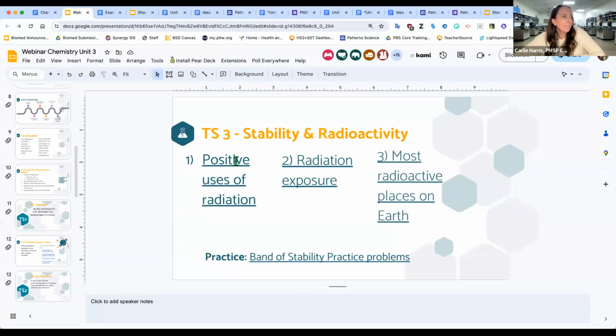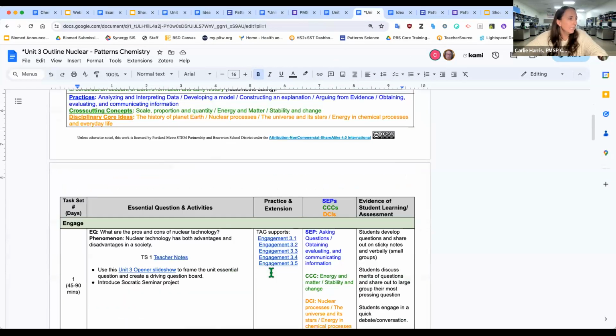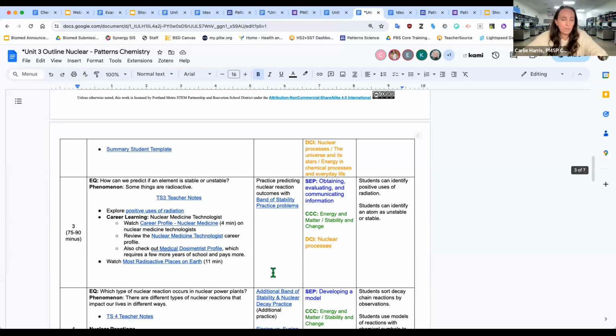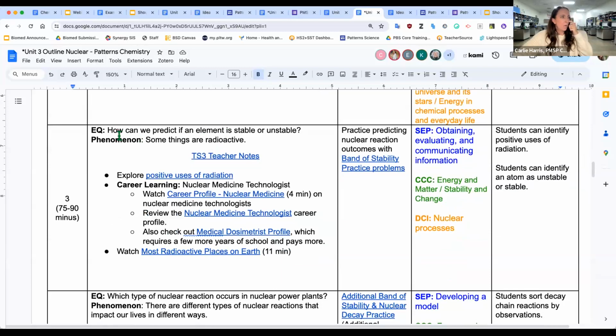Okay, so our next task set is all about stability and radioactivity. And if we take a look at our unit planner this time, just to show you the different way things are organized, we can see our essential question is, how can we predict if an element is stable or unstable? The phenomenon is that some things are radioactive, right? Which comes up with a lot of our students and the questions that they're asking.